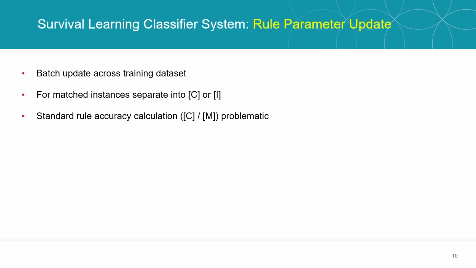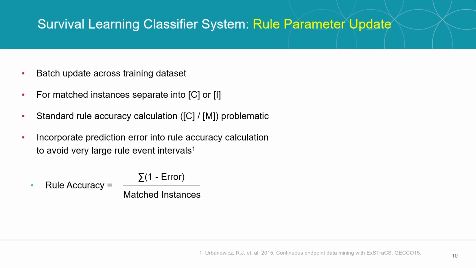However, since we're trying to predict a quantitative outcome, in this case time, we can't just use a standard rule accuracy calculation of the correct set count divided by the match set count. Otherwise, we'd end up with rules with an event interval that span the entire outcome range. So to deal with this, we incorporated a prediction error into the rule's accuracy calculation. Specifically, a rule's accuracy is the sum of 1 minus the time prediction error across all matching instances divided by the number of matched instances. This error term is scaled to have a value between 0 and 1, and we'll take a look at it more closely on the next slide.